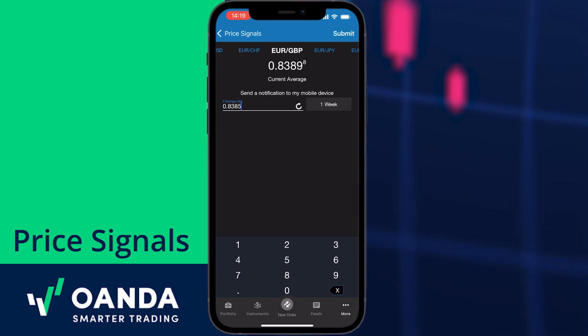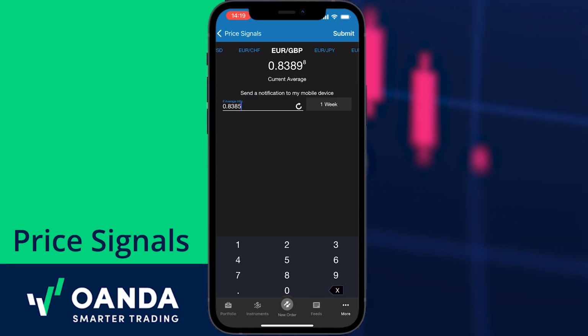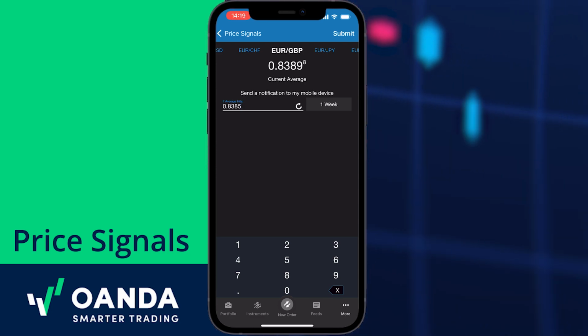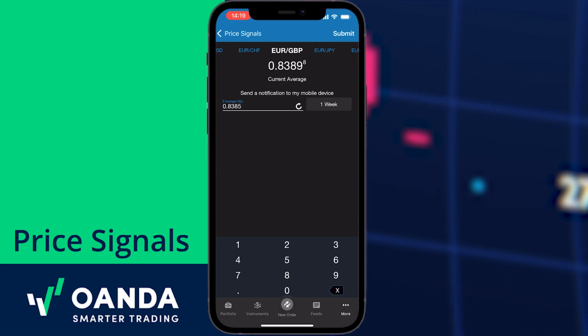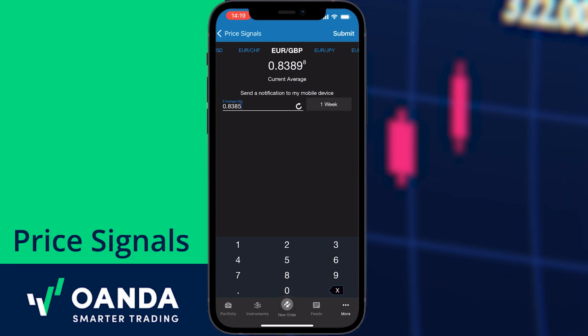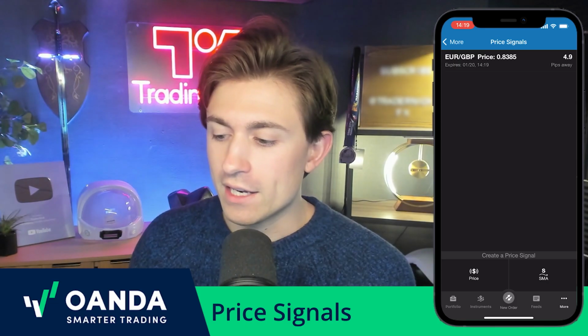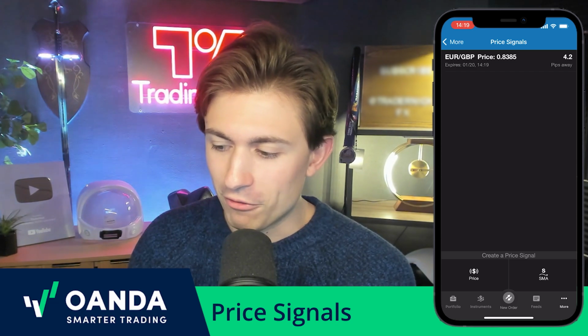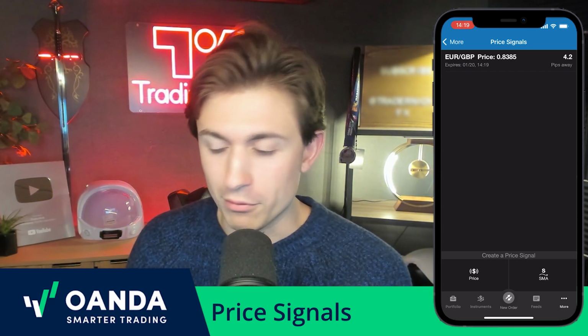So I'm looking at euro pound. If the average hits this level, I'll get notified, and you can see the 1 week signals that it's going to hold that alert for 1 week out and notify me if that price level gets hit. And it shows me actually on the right how far away. So I'm just 4 pips away from getting a notification.